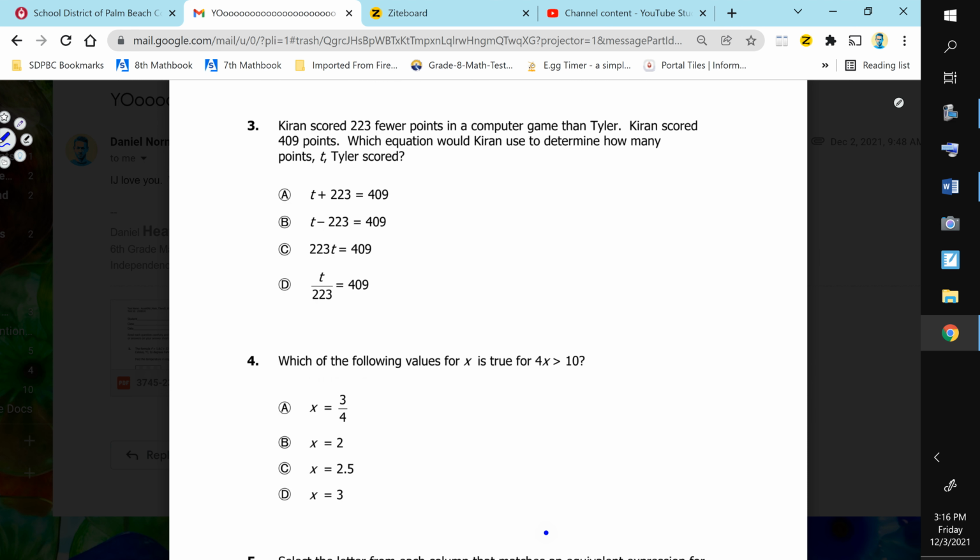Number 3, Kieran scored 223 fewer points in a computer game than Tyler. So, you take Tyler's score.